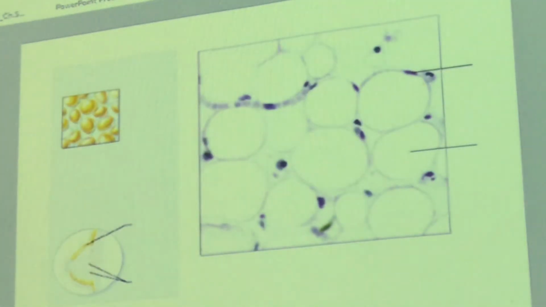Tissue type. Locations. You could say hypodermis, under the cutaneous membrane, or simply hypodermis.